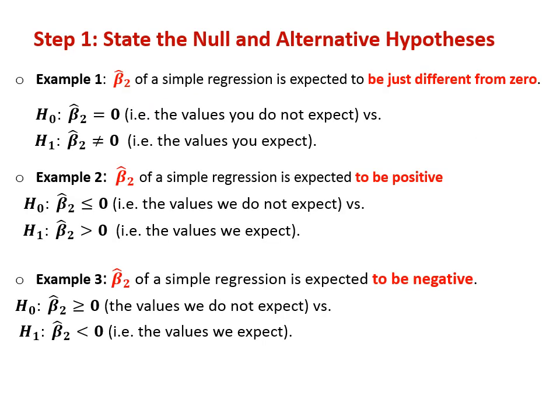Let's have some examples to illustrate the null and alternative hypothesis. I mean how to formulate both of them. Assume that we expect the slope coefficient of a simple regression to be just different from 0. In such a case, we perform a two-tailed test in which the alternative hypothesis has values on both sides of the null hypothesis.